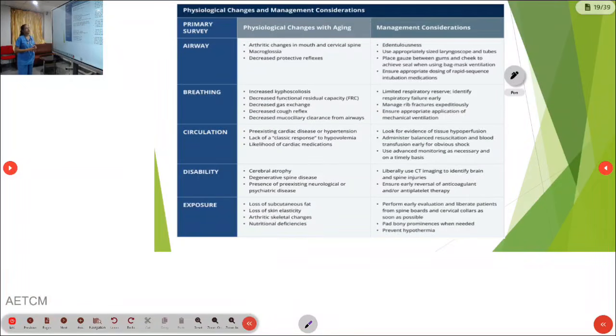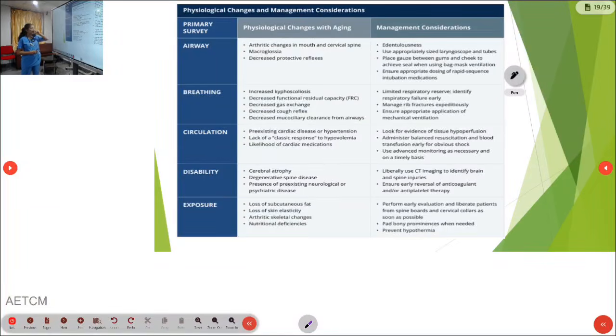In case of breathing, there will be increased kyphoscoliosis, decreased functional residual capacity, decreased gas exchange, decreased cough reflex, and decreased mucociliary clearance from the airway. We need early identification of respiratory failure, management of rib fracture, and early application of mechanical ventilation.